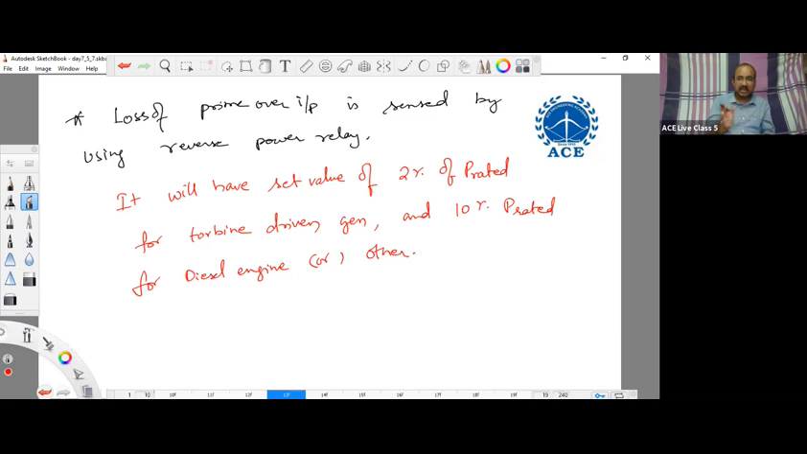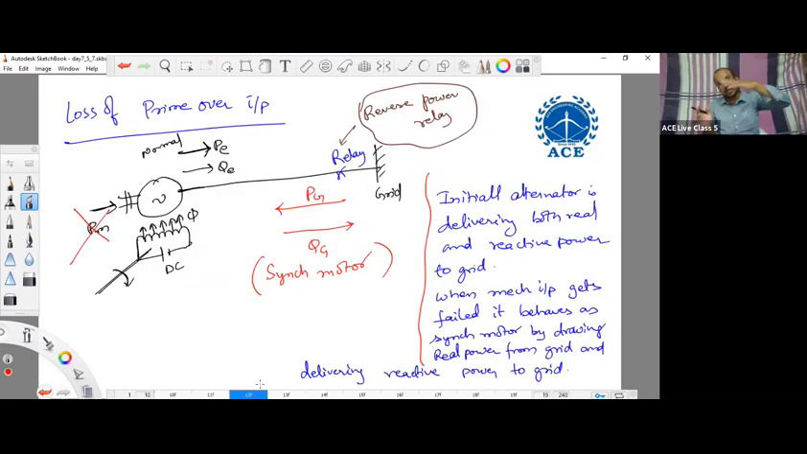So observe here. Initially the alternator is delivering both real and reactive power to the grid. But suddenly when the mechanical input fails, it draws real power from the grid and delivers reactive power to the grid. It operates as what? Synchronous motor. Here we should not allow the synchronous motor operation. Why should we not allow it?